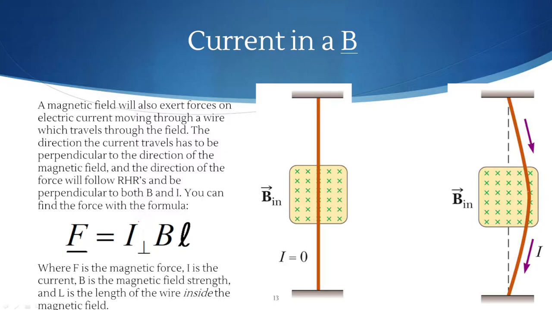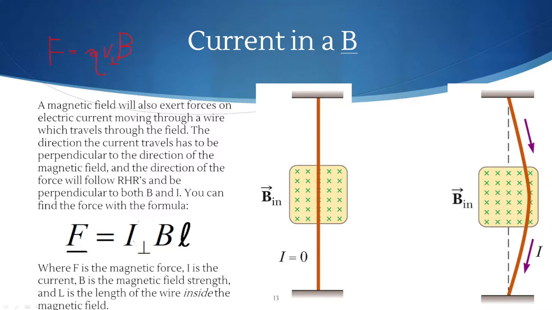So, magnetic fields can exert force on any moving charge, not just ones that are flying freely. It can exert force on current in wires as well. And there's a slightly modified version of the formula we've been using to describe that. Whereas before, it was F equals qvB, and the v and the B needed to be perpendicular.